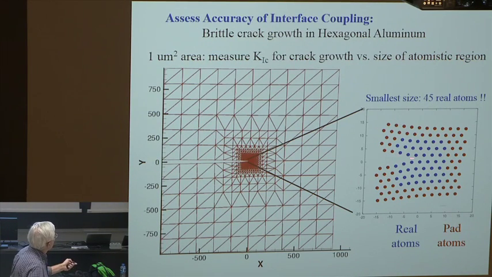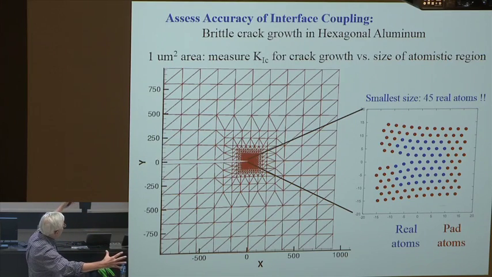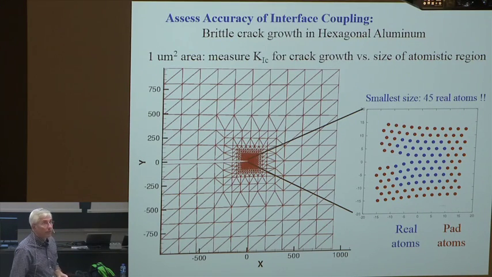And the question is, when the crack grows, does it know that these boundaries are here? If I make an error in coupling these two problems, the crack will know, and it will grow at an incorrect K1. And we know exactly what the K1C is because we know exactly the surface energy. So we study this fracture problem for different numbers of real atoms. We start out with it big, and we make it smaller and smaller, and we measure the critical stress intensity for the crack to grow. Okay?